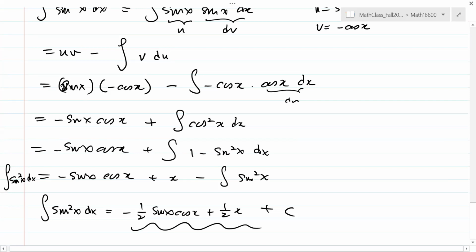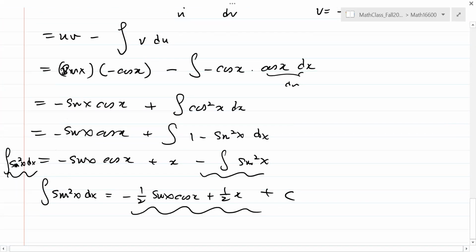Where's the 1/2 from? Oh, you see, I have this one negative, so it's a positive. You move this term to the left-hand side, you double the integral of sine square x, then you divide by 2. You move this term to the left-hand side, you get 2 times the integral of sine square x, and the right-hand side is just negative sine x cosine x plus x. But you have to divide by 2. So you just solve this equation for the integral. So you get the same answer.